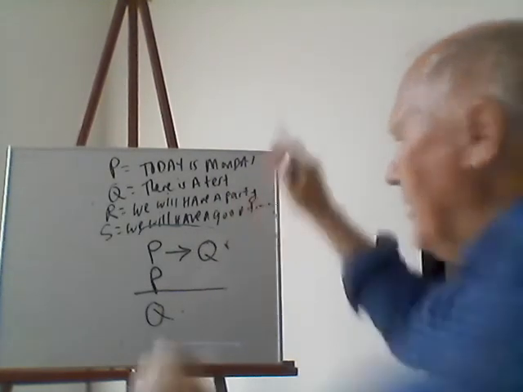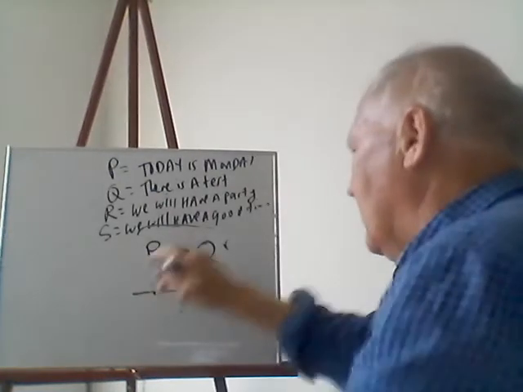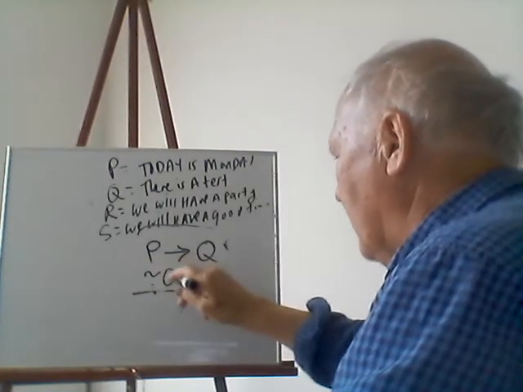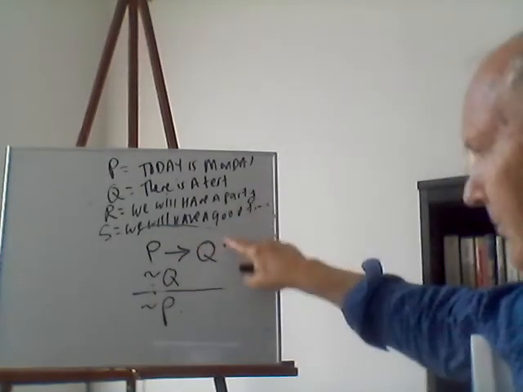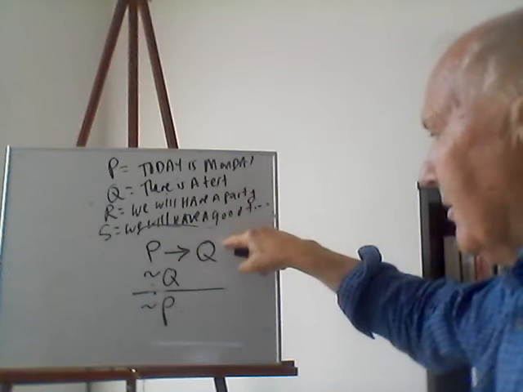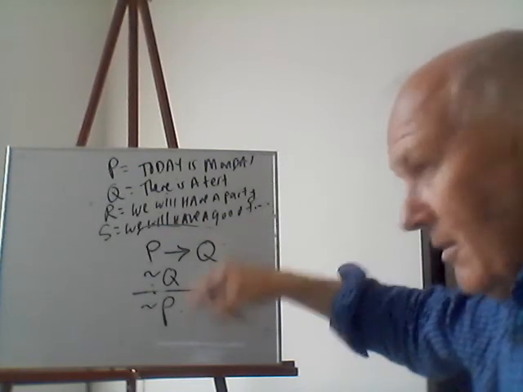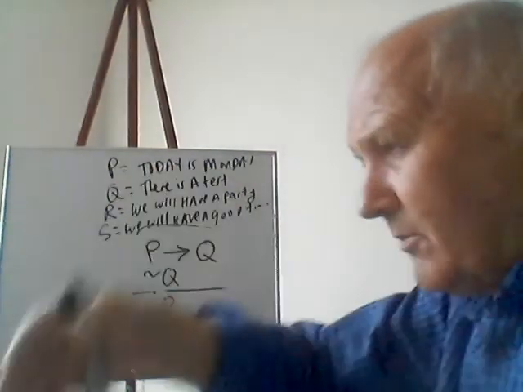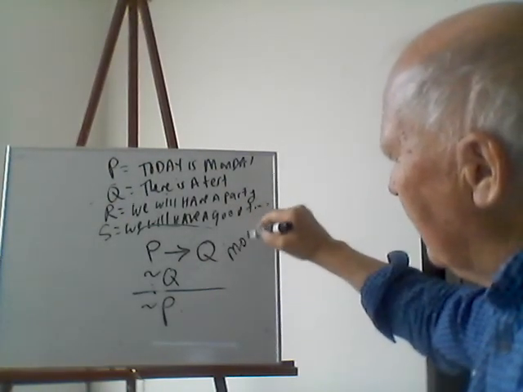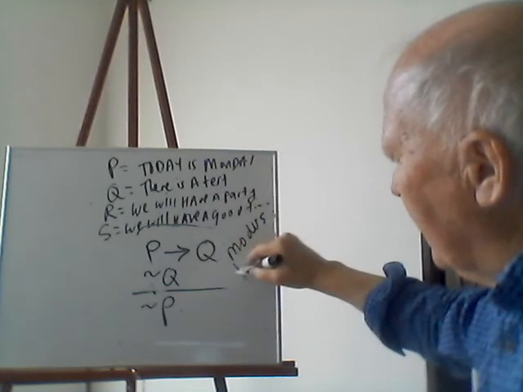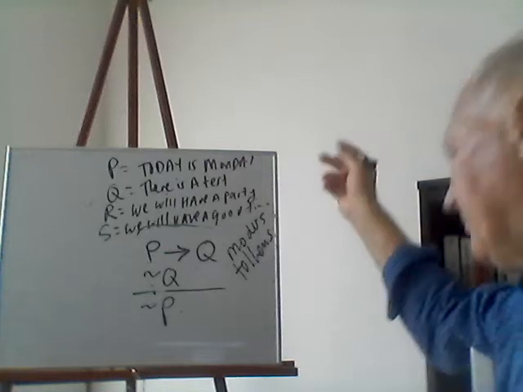Okay, if I say if P then Q, and not Q, therefore not P, that's also a valid argument form. If today is Monday, there's a test. There's not a test, then today cannot be Monday, because if today is Monday, there's a test. This is called Modus Tollens, T-O-L-L-E-N-S. That's a valid argument form.